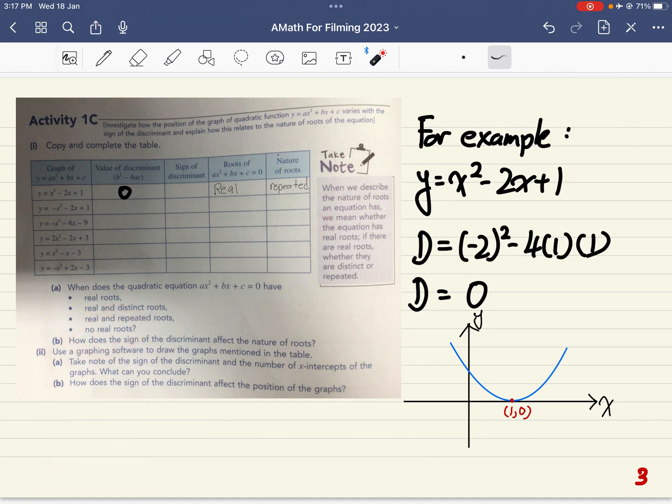So try your best to complete activity 1C. I suggest you pause the video here. Look at your textbook, it's on page 10, I believe, and try to finish this page before you unpause the video. Okay, the video will unpause in 3, 2, 1. Let's go.